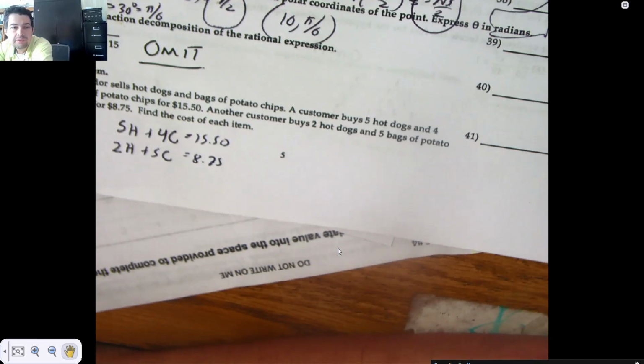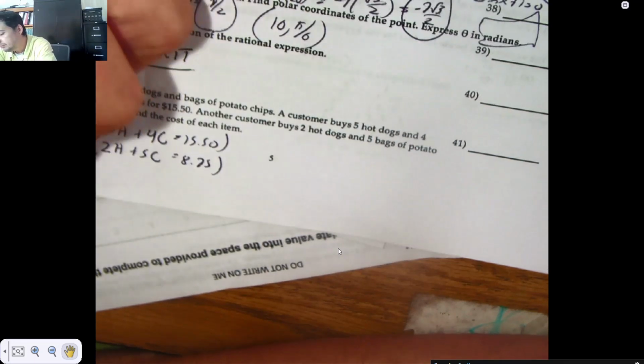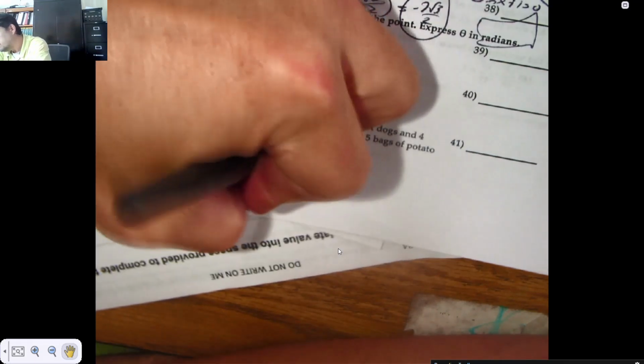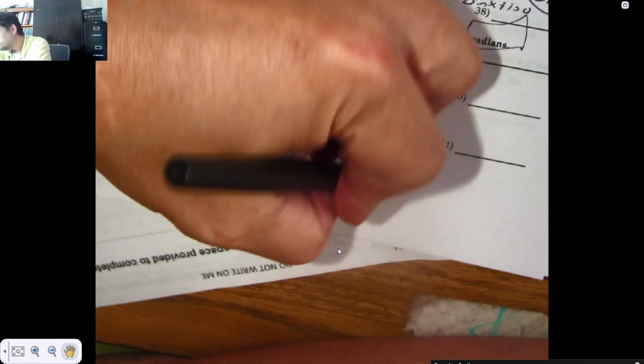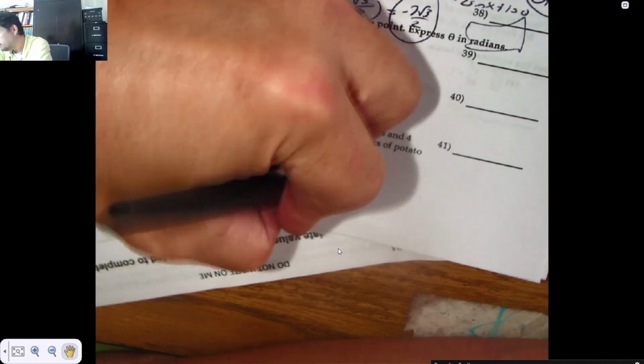What's easier to go after? I don't know. Probably hot dogs. 5 and 2. So 10 hot dogs plus 8 chips is now $31. And 10 hot dogs plus 25 chips.